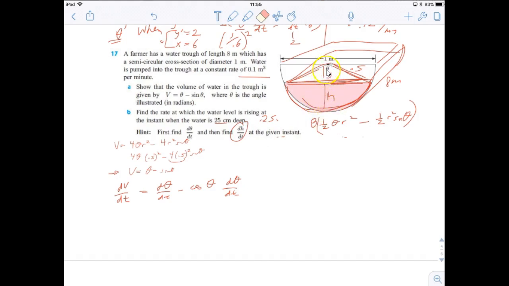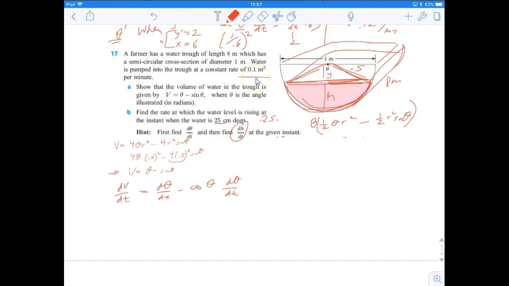Okay, and then let's say that the y is this part of the triangle. So let's see what we got here. We'll plug in some of these values and see if we're missing anything. We want to know d theta dt. So first we'll put in dv dt. dv dt is plus 0.1 because that's the amount of water that's being put in per minute. So I'll put plus 0.1 there.